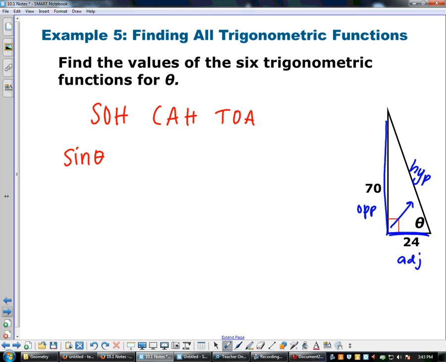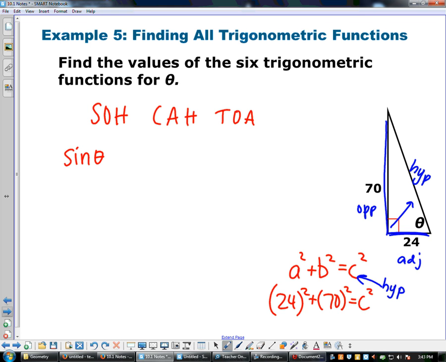Now, I notice I have 2 out of 3 sides of my triangle, and I'm going to need all 3 of them in order to find these trig functions. So we have to do a little recall from geometry and use the Pythagorean theorem, where a squared plus b squared is equal to c squared, where c is always your hypotenuse. This will help us figure out the missing hypotenuse. So let a be my adjacent side, 24 squared, plus b, my opposite side, 70 squared, equals whatever my hypotenuse is squared.